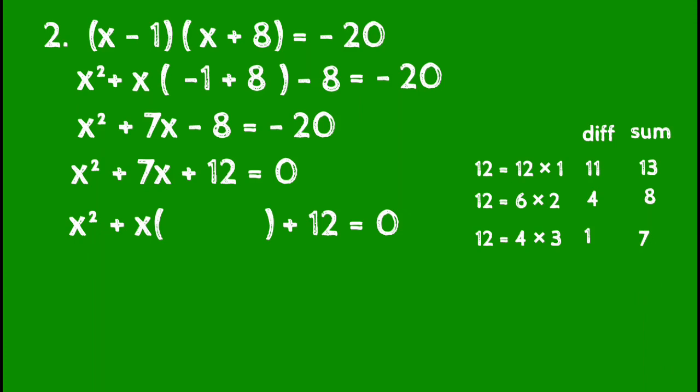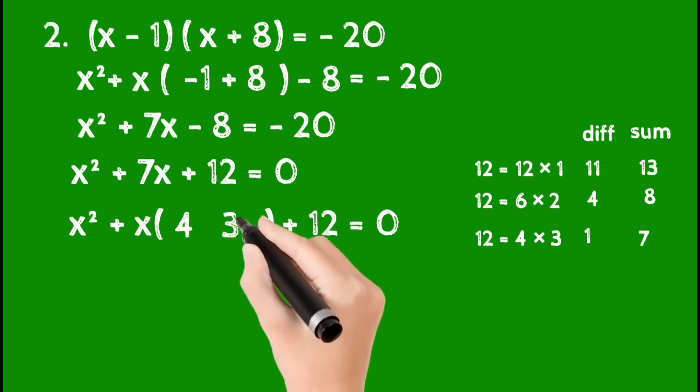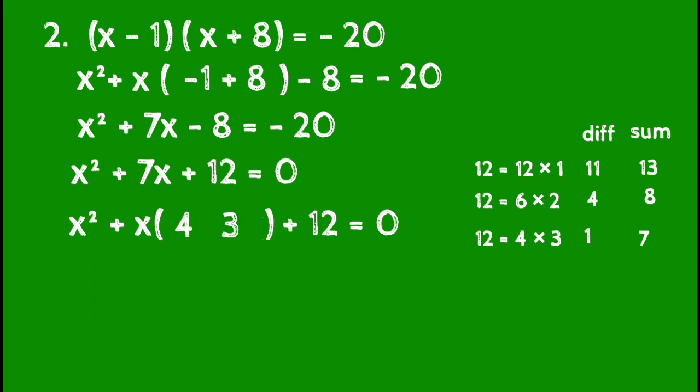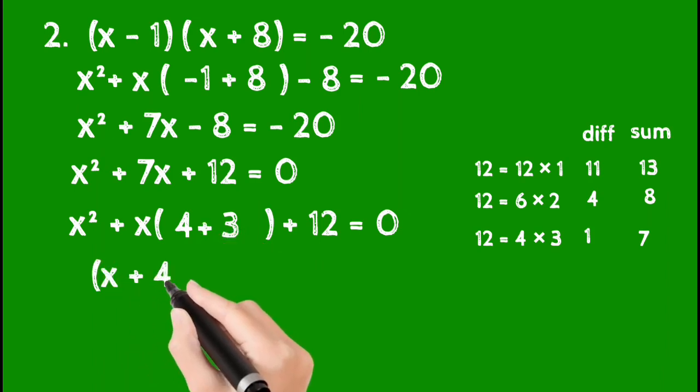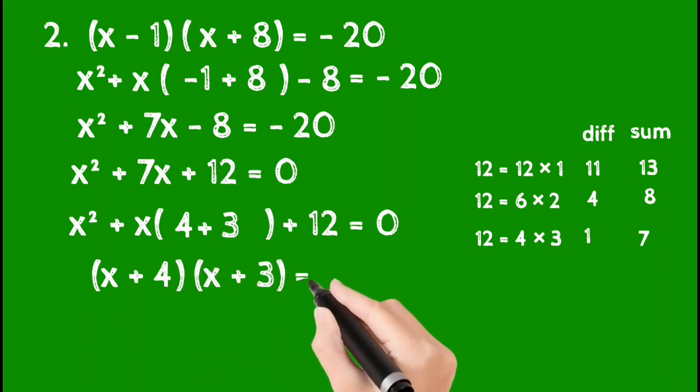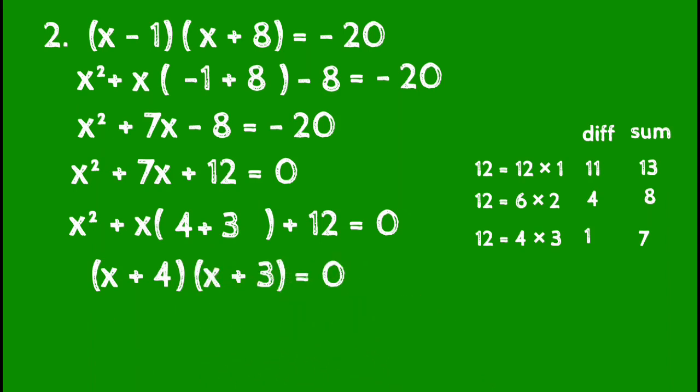So let's write the 4 and the 3. Our middle term is a positive 7, so it's going to be 4 plus 3. Which means our brackets are going to be x plus 4 and x plus 3, all of that equal to 0.